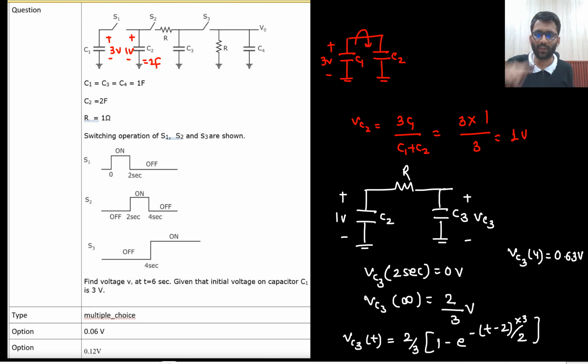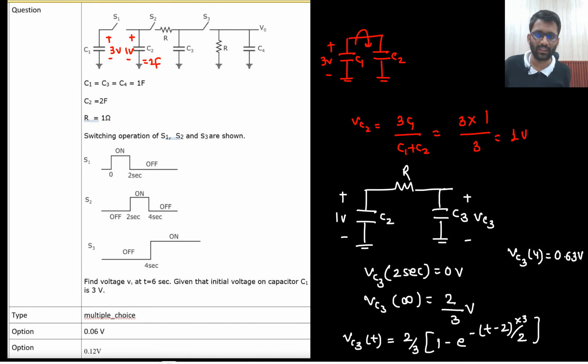0.63 volt. Now what will happen? This S3 will come in action. So this is C3 which is having 0.63 volt. C3 or C2? C3.